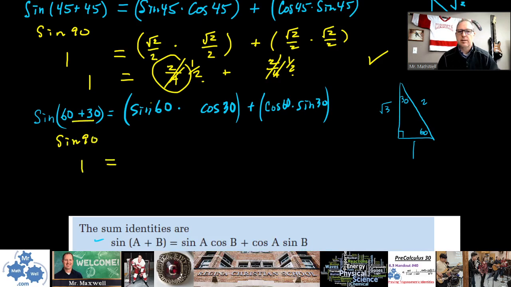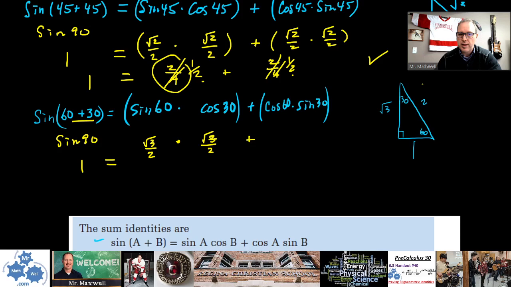So let's test this. Sine of 60. Okay, so here's 60. Opposite over hypotenuse. That's going to be root 3 over 2. You see that? Times cos of 30. So cos of 30 is adjacent over hypotenuse. Oh, that's actually going to be the same thing, right? Sine of 60 and cos of 30 are the same. Root 3 over 2. Plus cos of 60. Cos of 60 is 1/2. And sine of 30 is 1/2. I'll put brackets around there so we don't get mixed up.